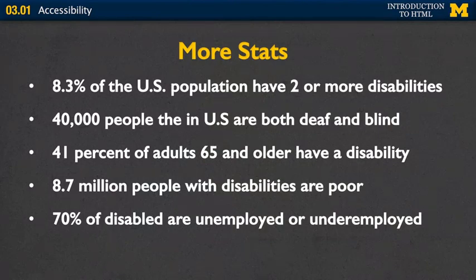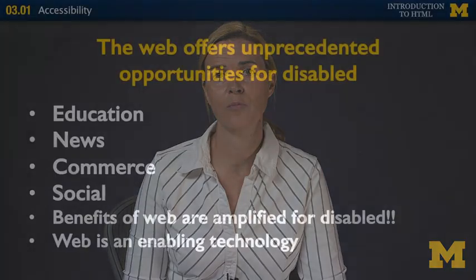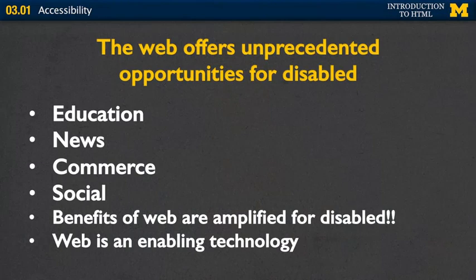And there are almost 9 million people with disabilities who are poor. 70% of the disabled are underemployed or unemployed. The issue is not that they are not able to do the jobs that are out there. Many times there are roadblocks put up there that they can't get through in order to do jobs that they are very well qualified for. So the web offers unprecedented opportunities for the disabled.